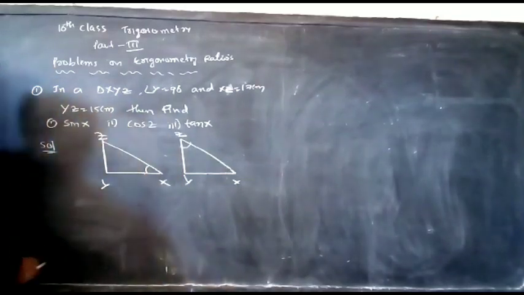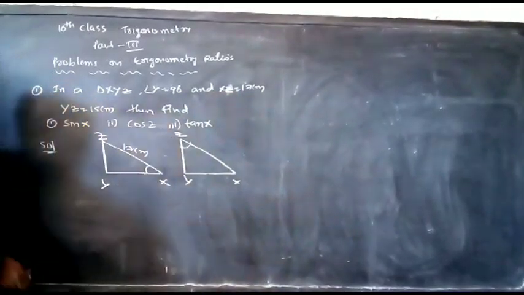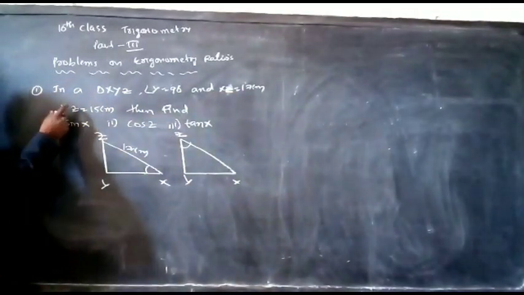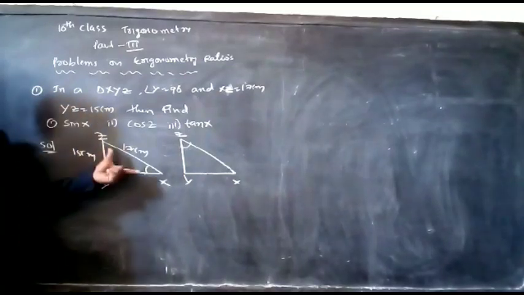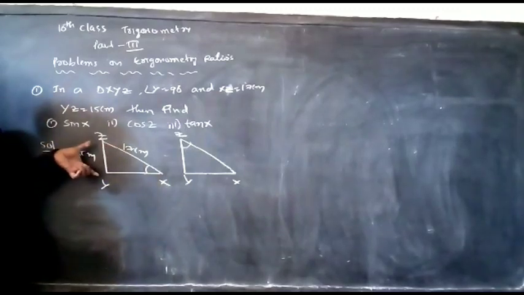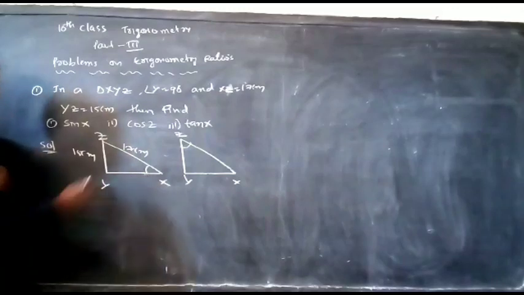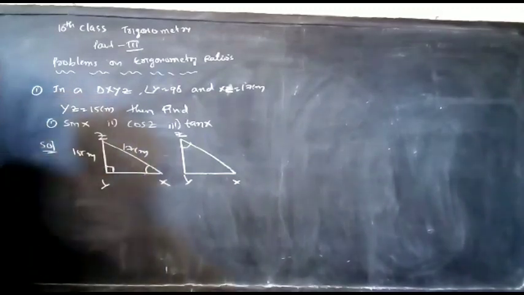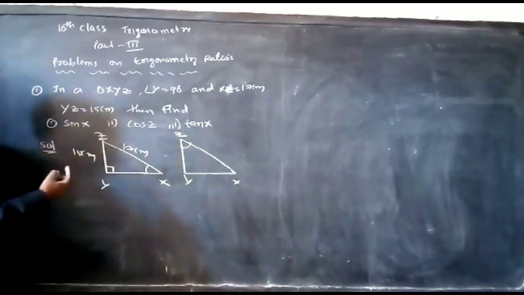According to the question, what is the value of XZ? 17 centimeters. And what is the value of YZ? 15 centimeters. Here, we have the length of XZ and also the length of ZY, but I don't know the length of XY. You have to find the length of XY. This is a right angle triangle, so we can use Pythagoras theorem.